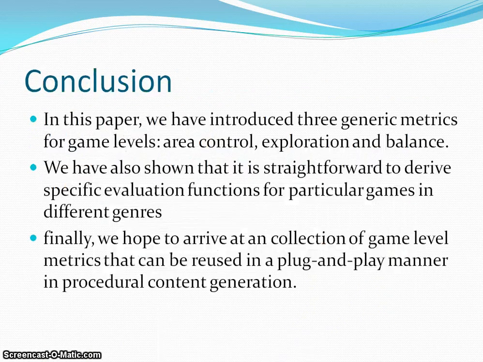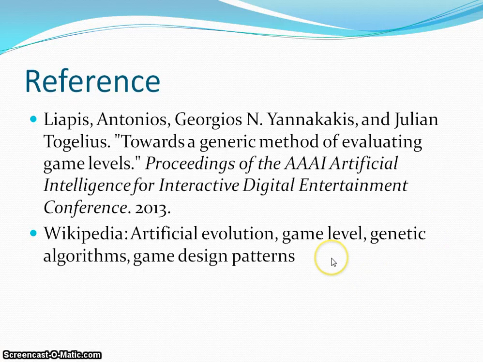In conclusion, in this paper, we have introduced three generic metrics for game levels: area control, exploration, and balance. We have also shown that it is straightforward to derive specific evaluation functions for a particular game in different genres. Finally, we hope to arrive at a collection of game-level metrics that can be reused in a plug-in manner in procedural content generation. And here's a reference.